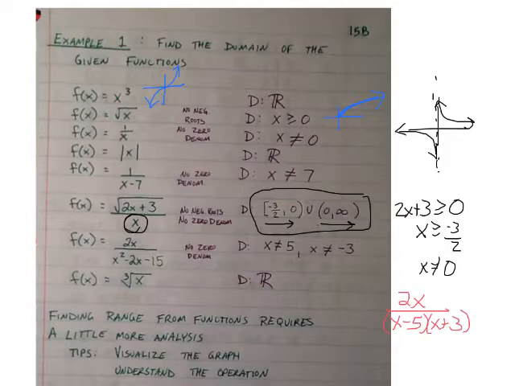Finally, we have the third root of x, and with all odd roots, you can put whatever value you want into the radicand, so the domain is all real numbers.